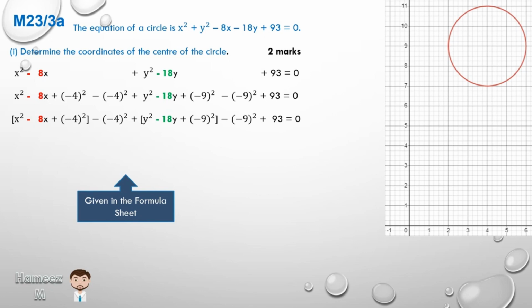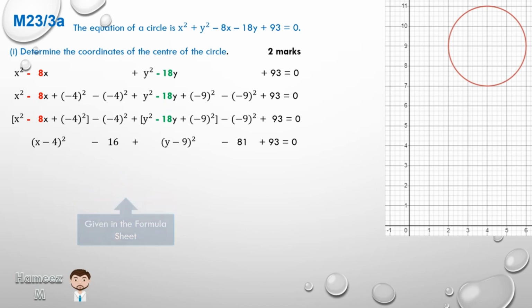So the square brackets work out to be (x minus 4) all squared minus, what's minus 4 squared? 16, plus, for the next set of square brackets, (y minus 9) all squared minus 81, plus 93 is equal to 0. So minus 97 plus 93 is minus 4, so we can carry it across. So we rewrite it (x minus 4) squared plus (y minus 9) squared is equal to 4. As such, the center will be x is equal to 4 and y is equal to 9.